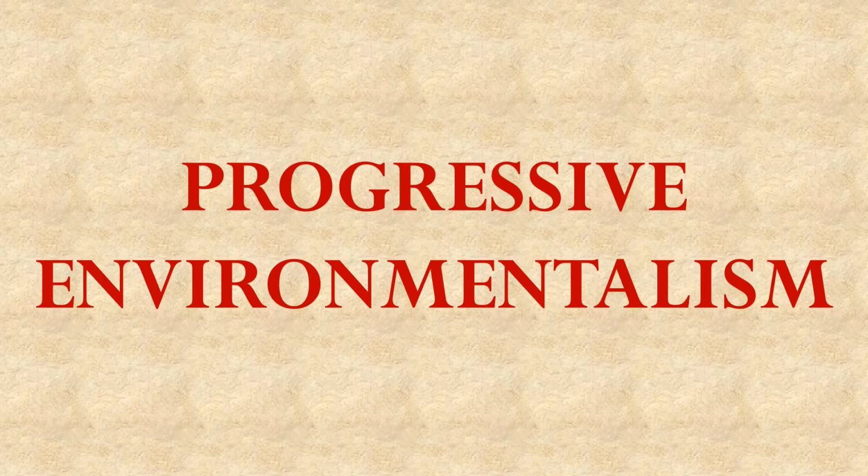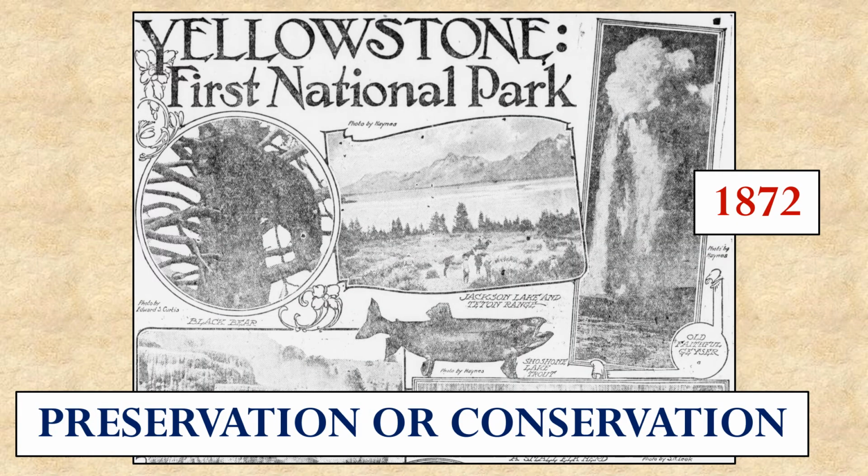It was not just the economy that progressives had their eye on as they tried to make the world a better place. They also tried to use the power of government to improve the natural world. There are two basic approaches to how this might be done. One we can call preservation, the other conservation.